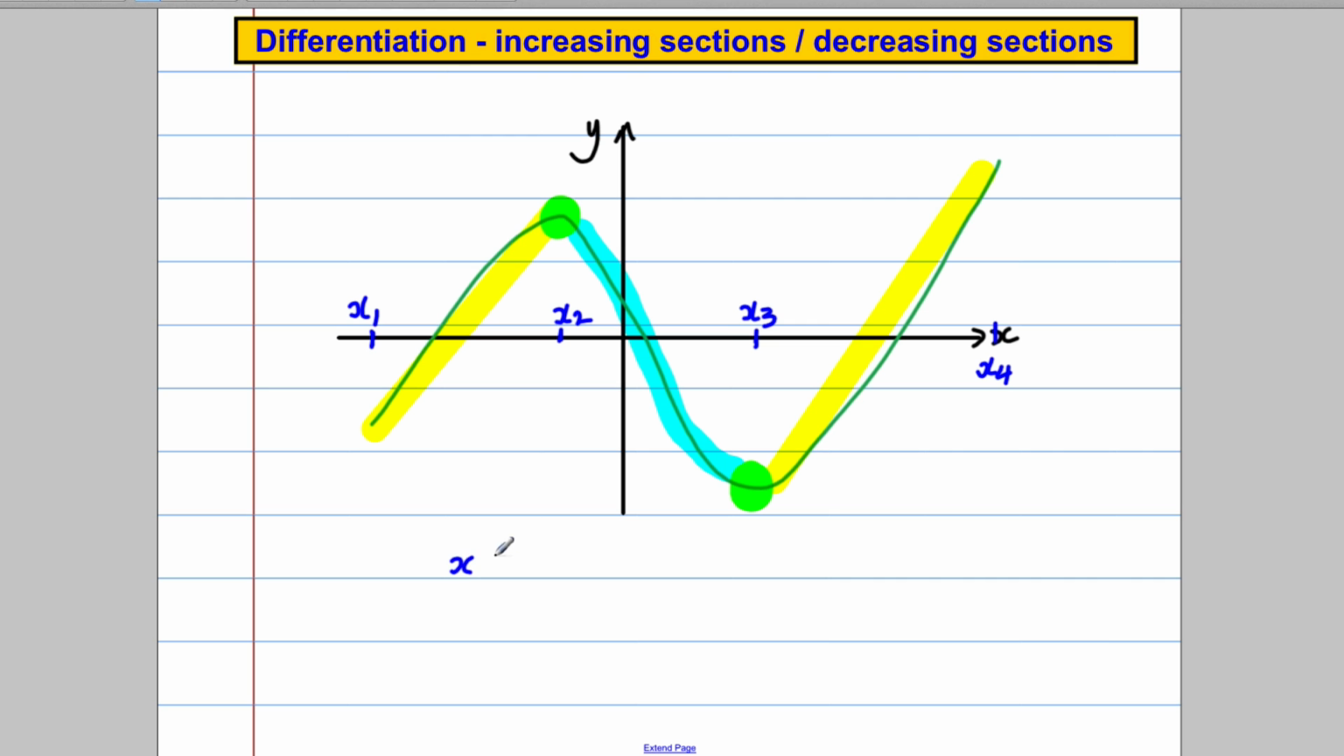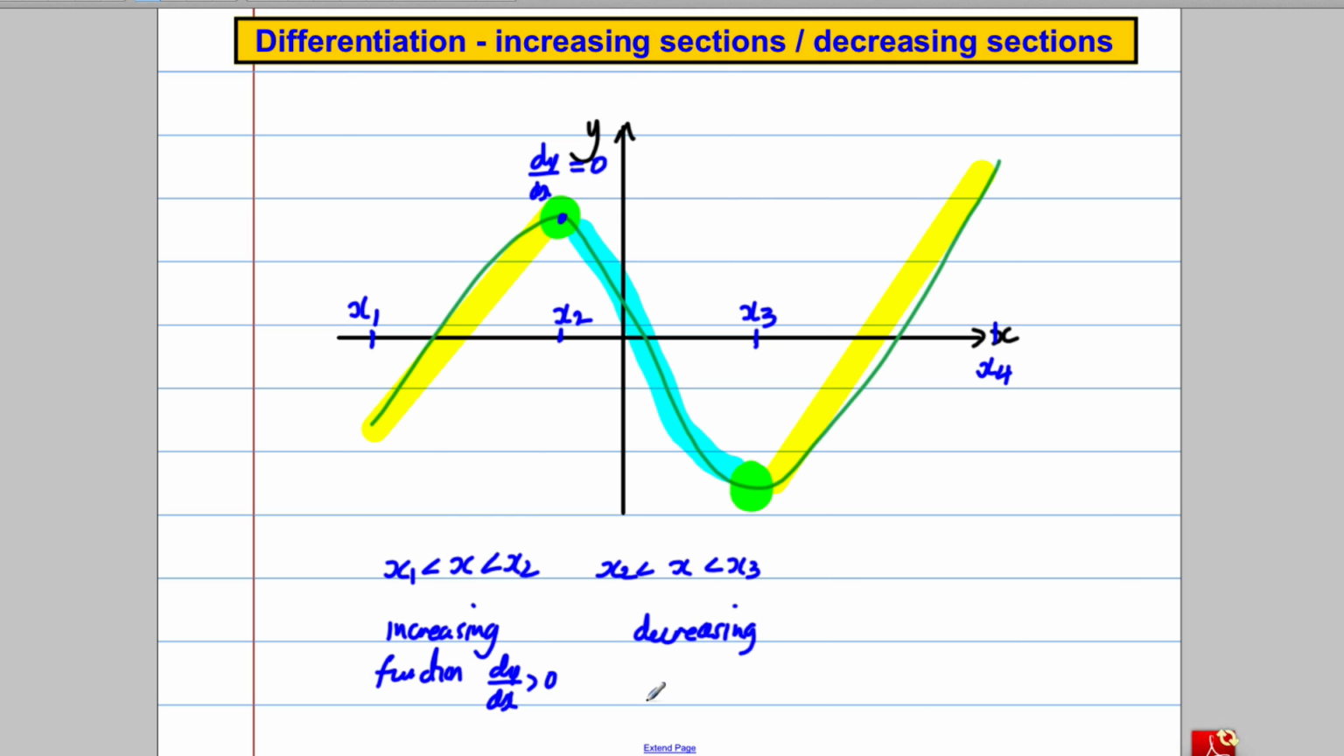Now, for any x number between x1 and x2 along here, it's an increasing function, isn't it? So we have an increasing function, i.e. dy by dx is bigger than 0. At this very tip point here, dy by dx equals 0. For anything x number between x2 and x3, we have a decreasing function. It's decreasing. So we have dy by dx is less than 0. For this exact point here, dy by dx equals 0.